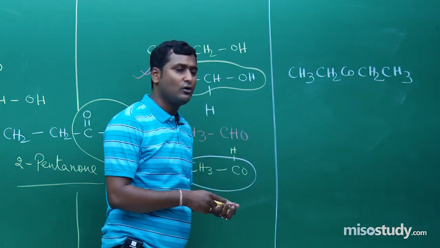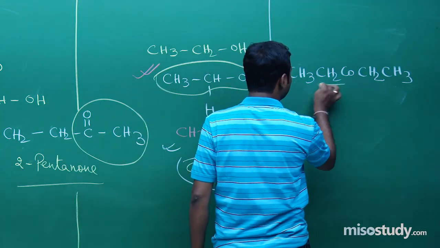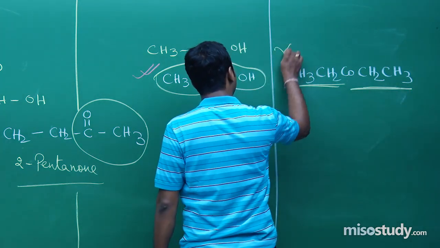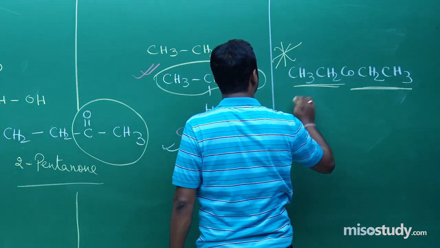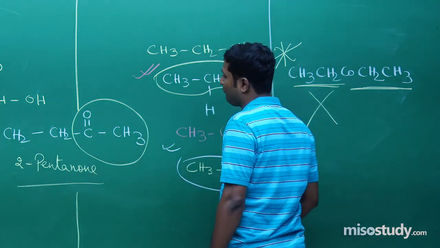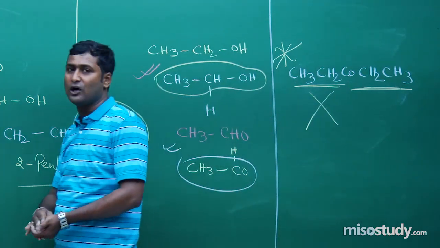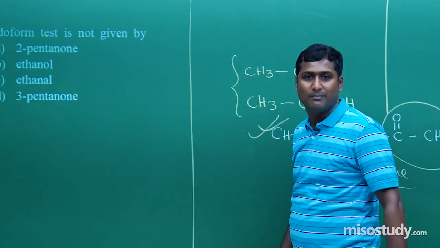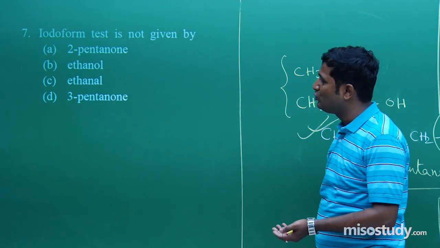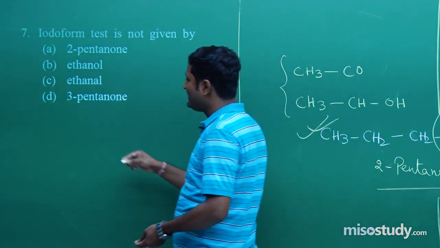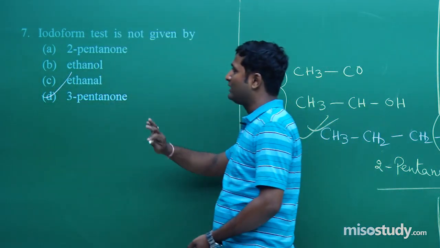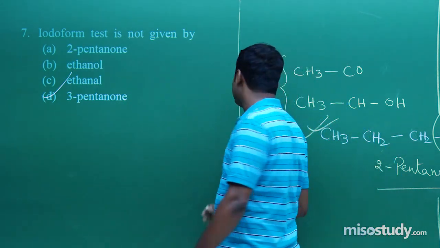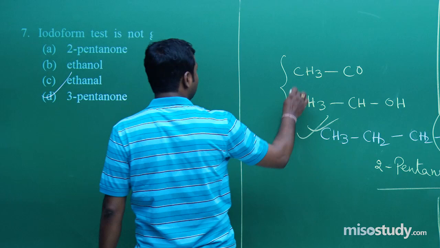In this case, look, no CH3CO linkage is present, so we will say that it will not perform the positive iodoform test. So for this question, now we can easily assume that D is the correct option. It will not show a positive iodoform test. Check out the explanation.